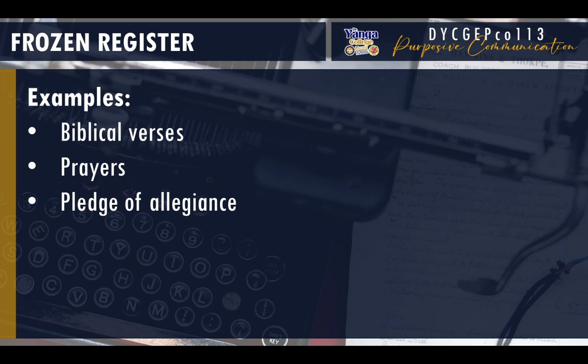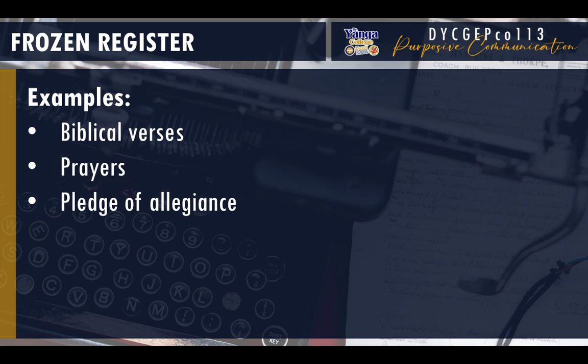Even the Pledge of Allegiance is always the same. Those are frozen language. Frozen register sila. It's always the same. You cannot deviate from this. Basta pag sinabing Bible verse, this is how it is said. This is how it is written. Tapos. Okay? So, frozen talaga siya.